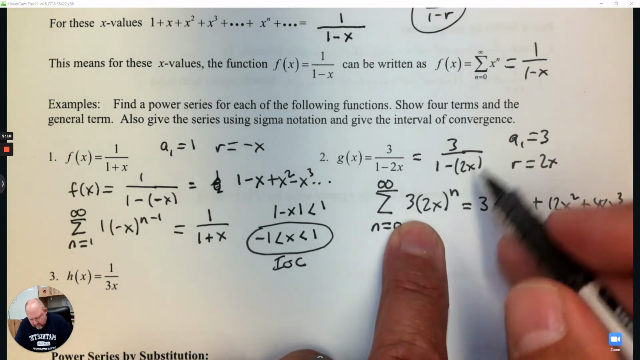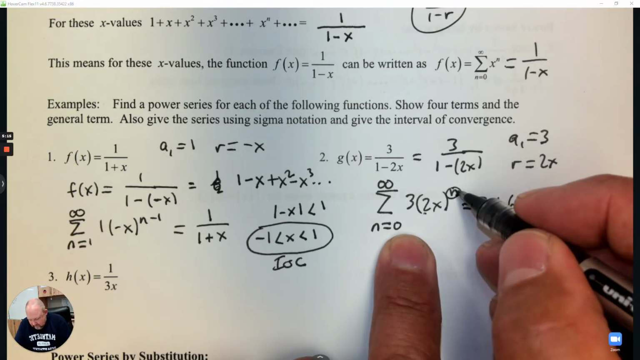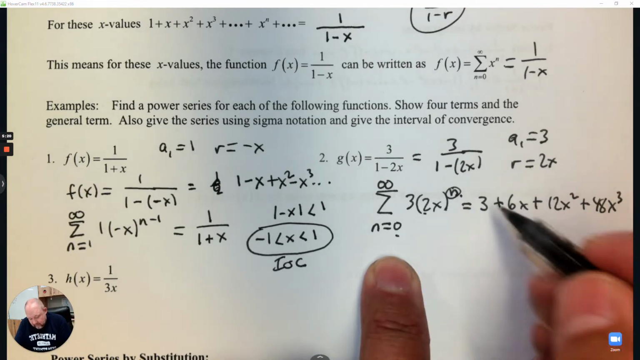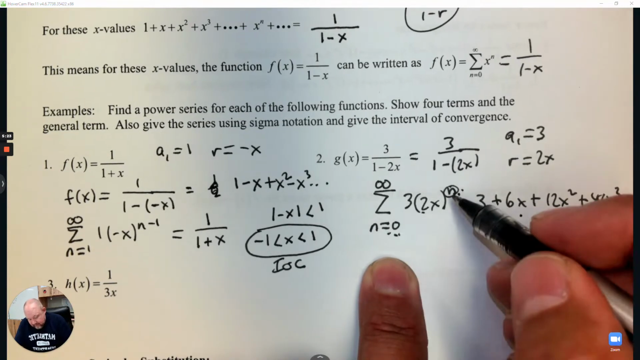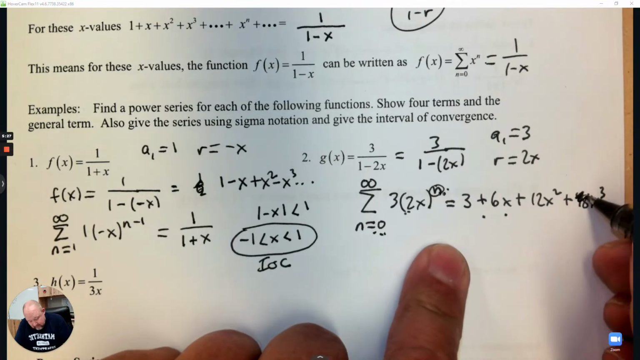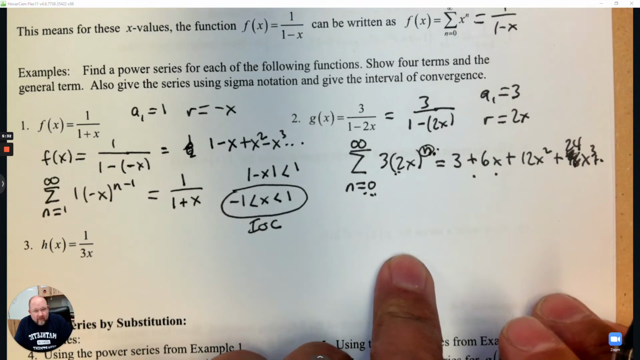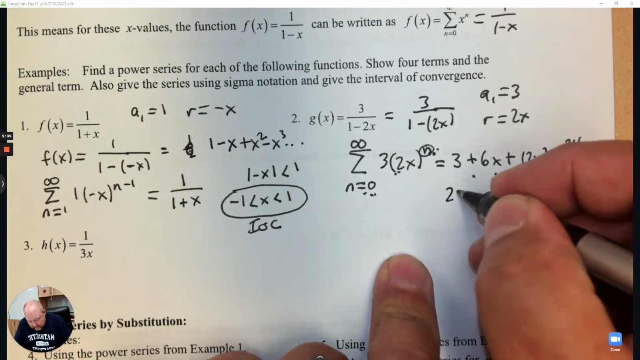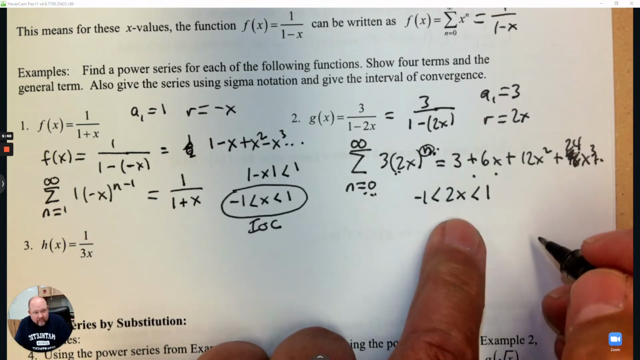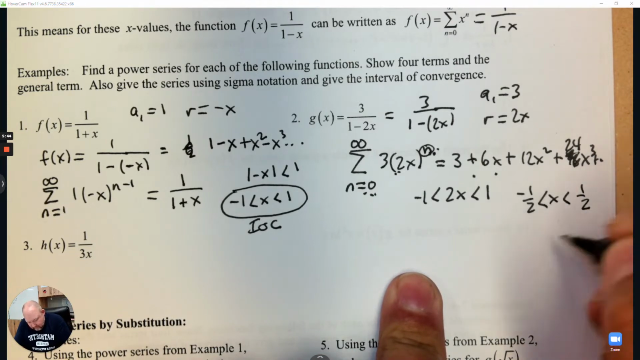Oh, did I do that right? So if I plug in 4, 2 to the 4 is 16. I started at 0. Silly. So I started with 0. Then when I plug in 1, then I plug in 2, I'm plugging in 3. So 2 cubed is 8, and 8 times 3 is 24x cubed, and so on. Take that 2x, and that's going to be greater than negative 1 and less than 1. Divide by 2, and that gives you the interval of convergence.